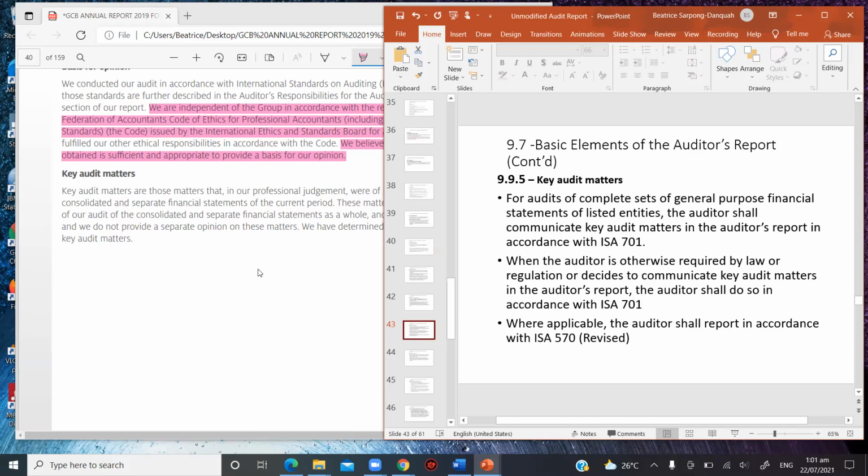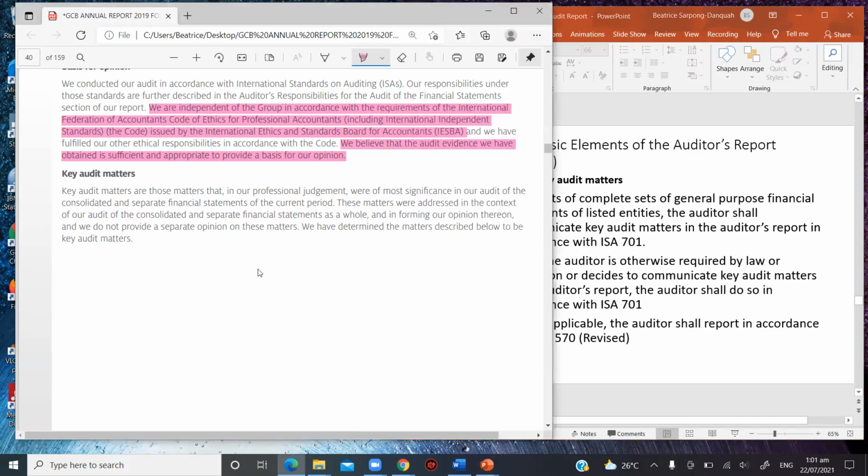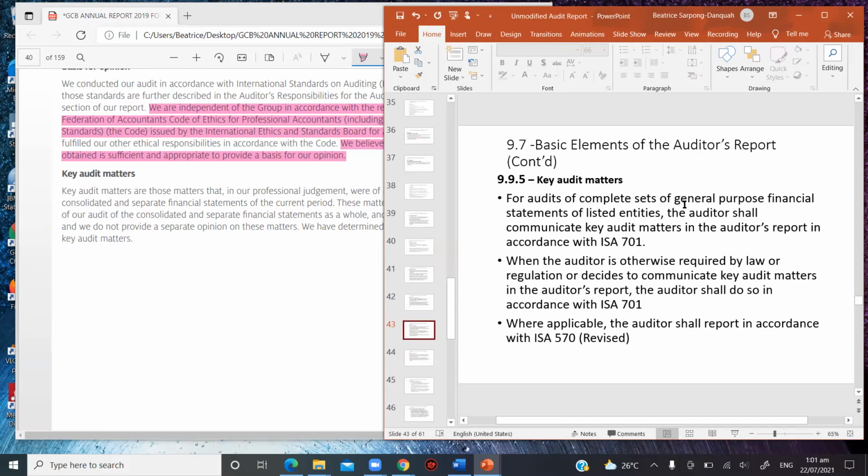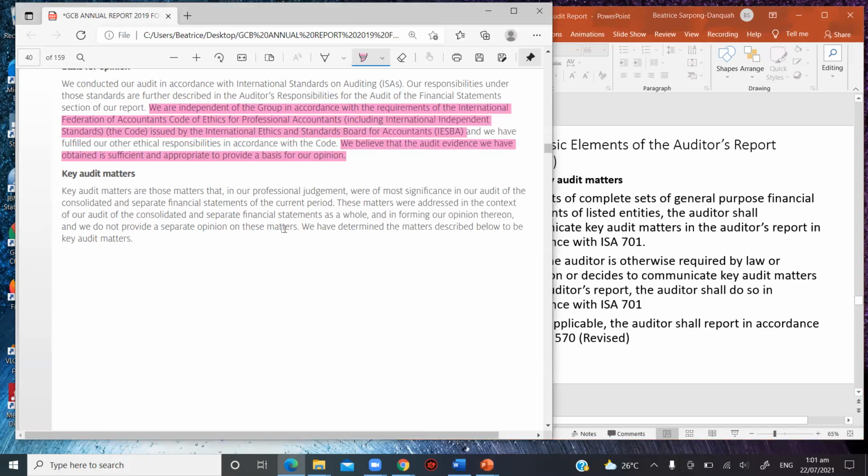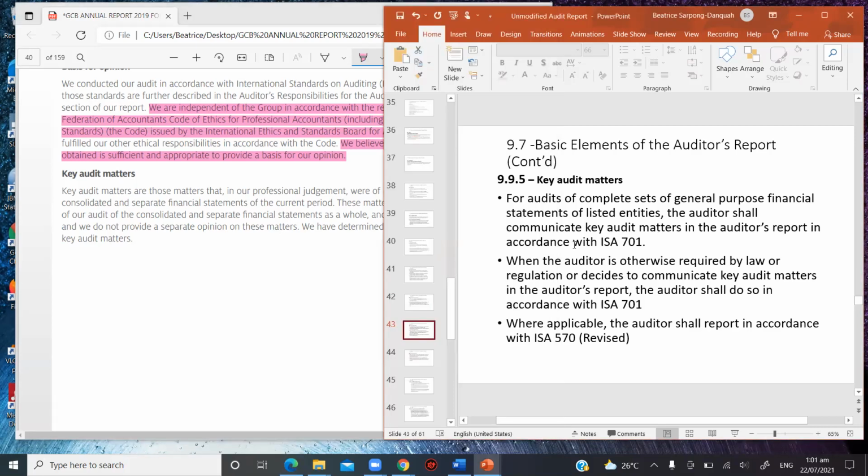So the key audit matters are those matters that in the auditor's professional judgment were of most significance in their audits. So among the issues outlined in the management letter, those that were of most significance in the professional judgment of the auditor will be included in the key audit matters, so that the owners or the shareholders will get to know what is happening in there.